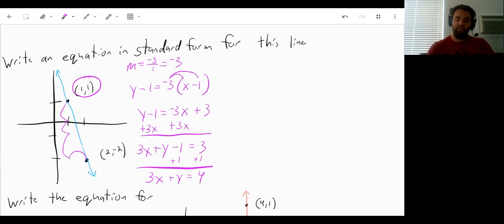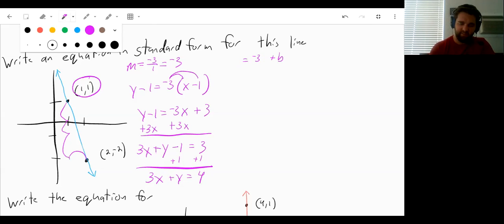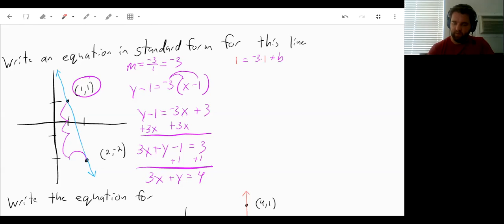Now, if I want to get that into slope-intercept form, again, we have our slope, so we can do y equals -3x plus b. Again, we have another point, so we can erase those y's and x's and replace them with a point that we're substituting in. So that's going to be a 1 and a 1. So -3 times 1 is -3 plus b equals 1. We can then add 3 to both sides, which will get us 4 equals b. And now we have it in slope-intercept form of y equals -3x plus 4.